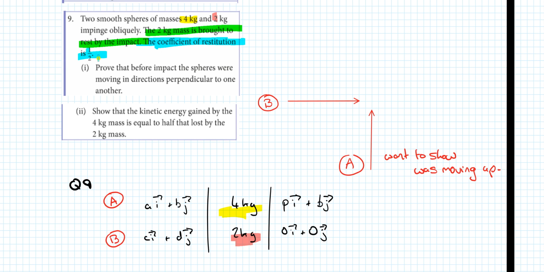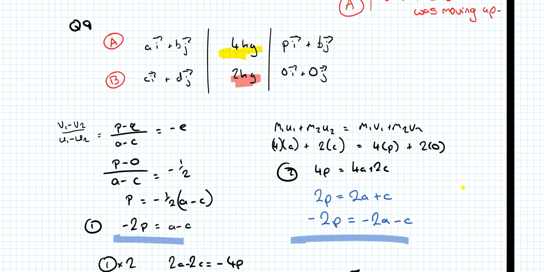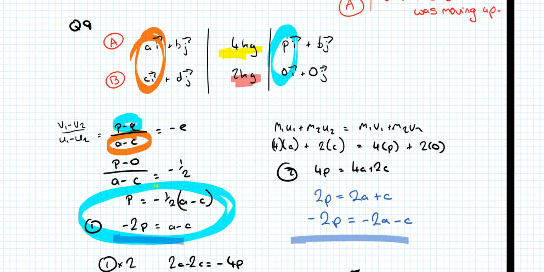So let's just do what we've done all along. Use that new over old is equal to minus e, and use the conservation of momentum. So here, I'm using new over old is equal to minus e, and I know what that e is, it's a half. Now I'm working down to an equation with 3 variables. Okay, fine, 3 variables. Let's not panic about that.